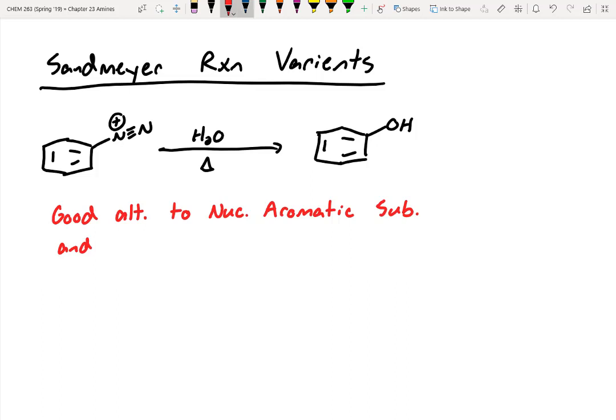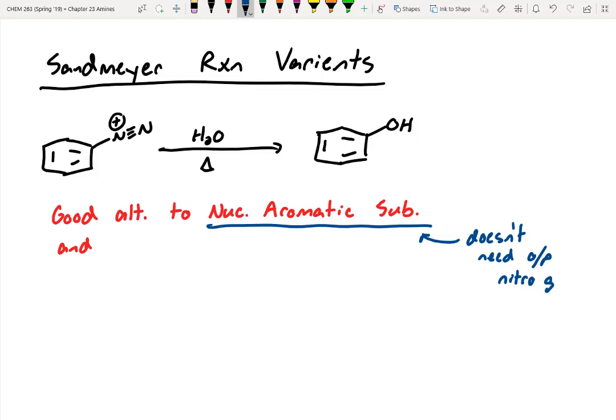With nucleophilic aromatic substitution, does anybody remember the key feature we needed? We needed a leaving group, and we needed a nitro group in the ortho or para position. This allows us to avoid the use of those nitro groups. So let's make a note. And elimination addition.